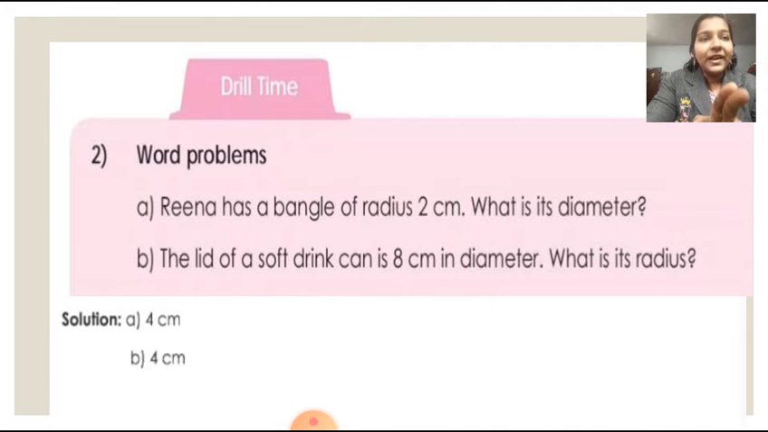So to find out the diameter, you have to use the formula D is equal to 2 into R, that is 2 into radius. So you multiply 2 with this 2, you will get the answer 2 into 2, 4 centimeter. Very good. So 4 centimeter is the answer. Got it, children? Alright.